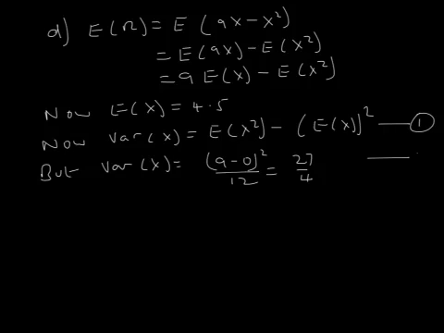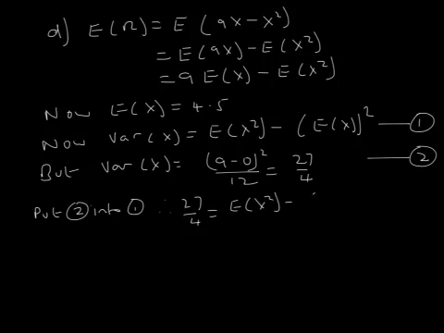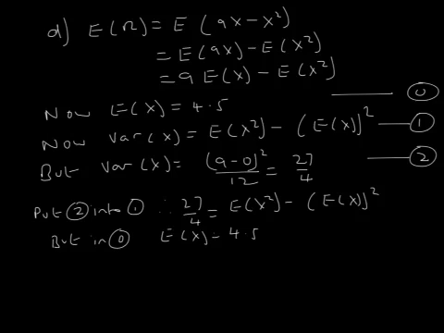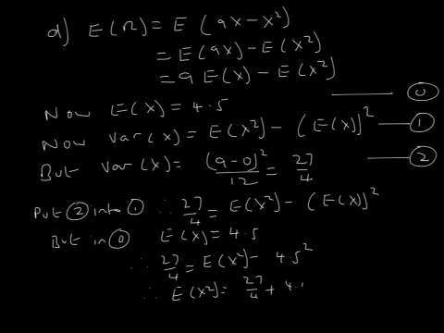So let's call this equation 1, let's call this equation 2. Let's put equation 2 into equation 1. So 27 over 4 equals the expected value of x squared minus the expected value of x all squared. But we know that the expected value of x is 4.5. So therefore, 27 over 4 is the expected value of x squared minus 4.5 squared. So the expected value of x squared is 27 over 4 plus 4.5 squared. That works out to be 27 exactly.